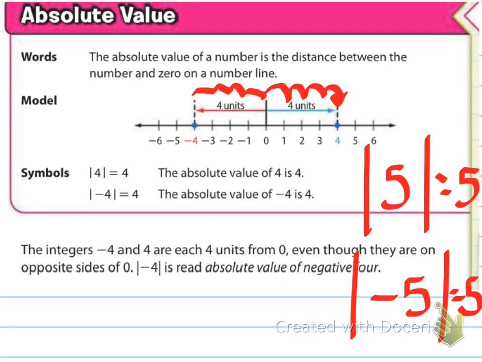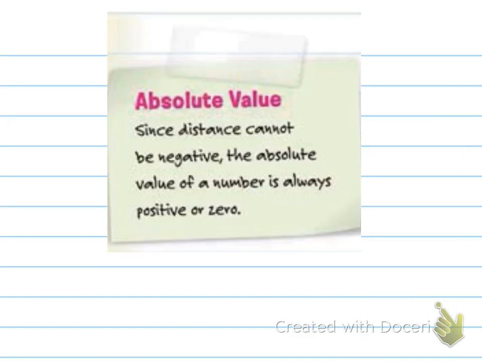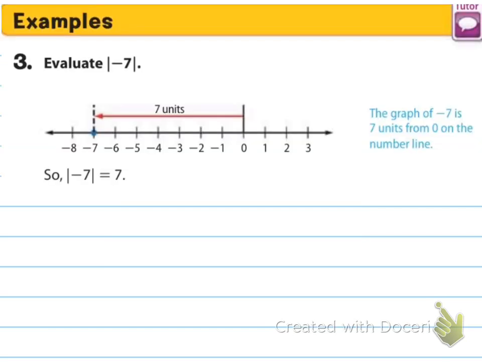Now the integers negative 4 and positive 4 are each 4 units from 0, even though they are on opposite sides of 0. So the absolute value of negative 4 is read as absolute value of negative 4. Since distance cannot be negative, the absolute value of a number is always positive or 0. Because we're talking about the distance from 0, we don't go negative when we count the distance. Although it could be 0, it can't be negative though.